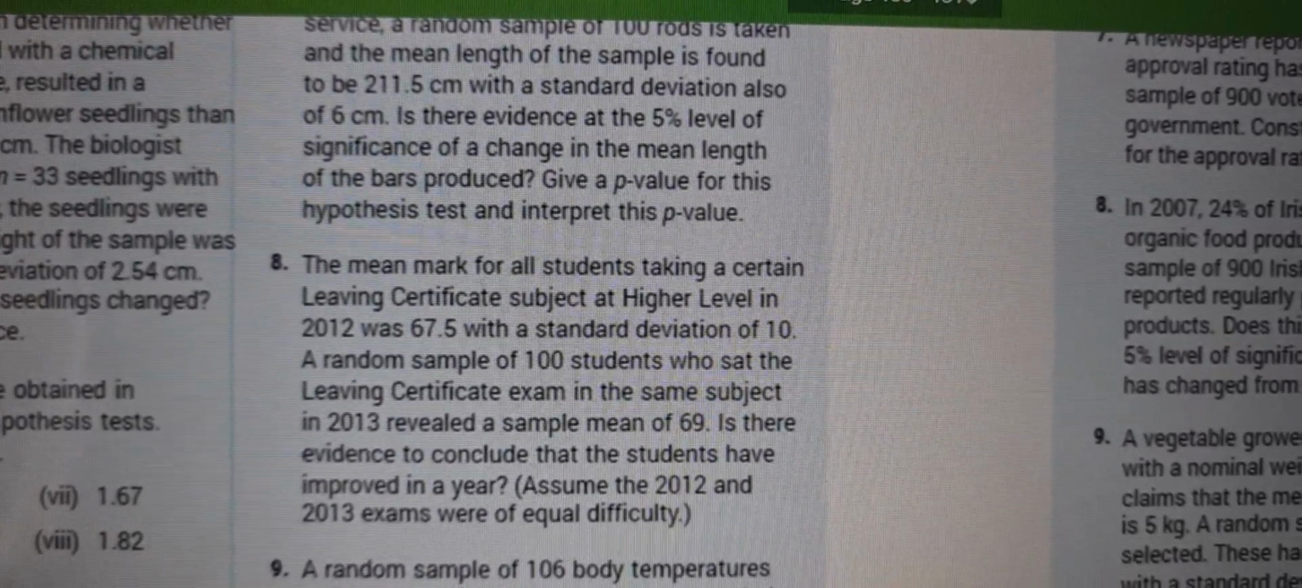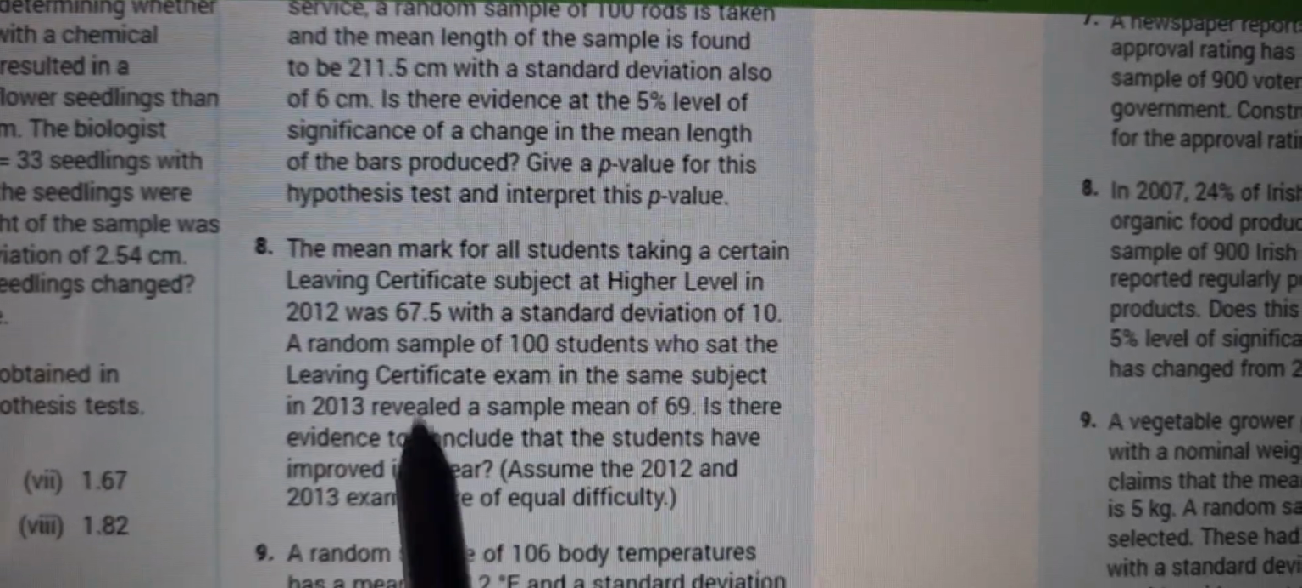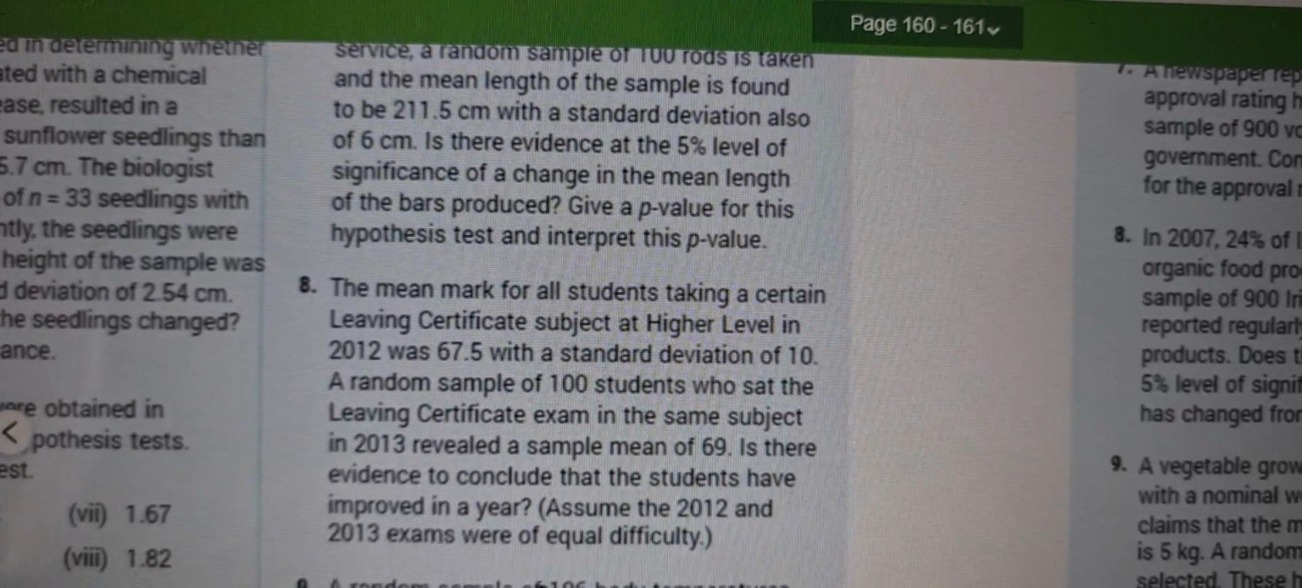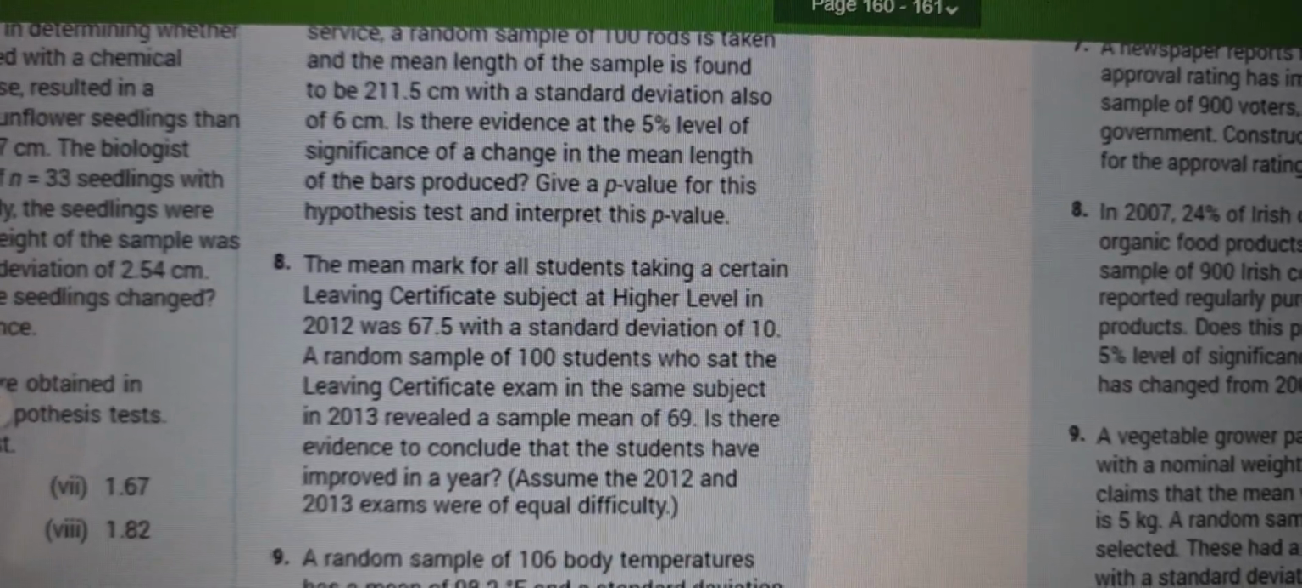Is there evidence to conclude that the students have improved in a year? So basically, has their average changed? So it was previously 67.5. Has it now changed from that? Assume 2012 and 2013 exams were of equal difficulty. Okay, so we're going to set up a hypothesis test for a mean.